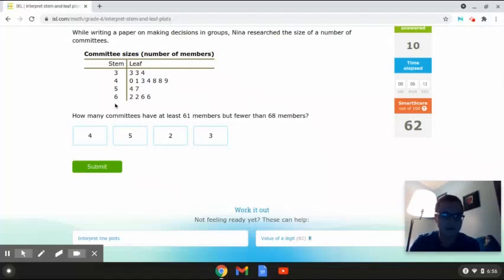Okay, so we're going to be looking at this part of the stem and leaf plot. So we're going to be looking at the sixth column. So if we look here, we are given the numbers 62, 62, 66, and 66. And I count 4 digits for this. So the answer for this problem is 4, because we counted 4 in this table, and it looks to me that 4 committees have at least 61 members, but fewer than 68 members. And that is how to solve this problem. So let's hop on to another one.